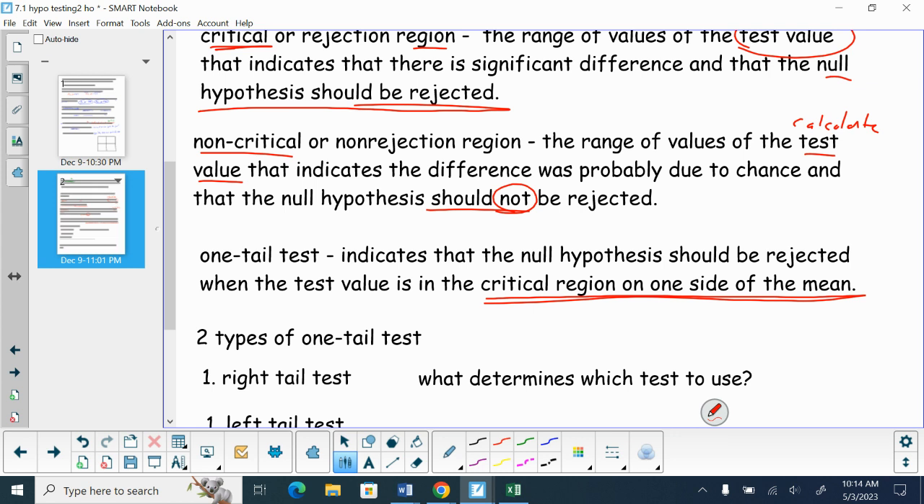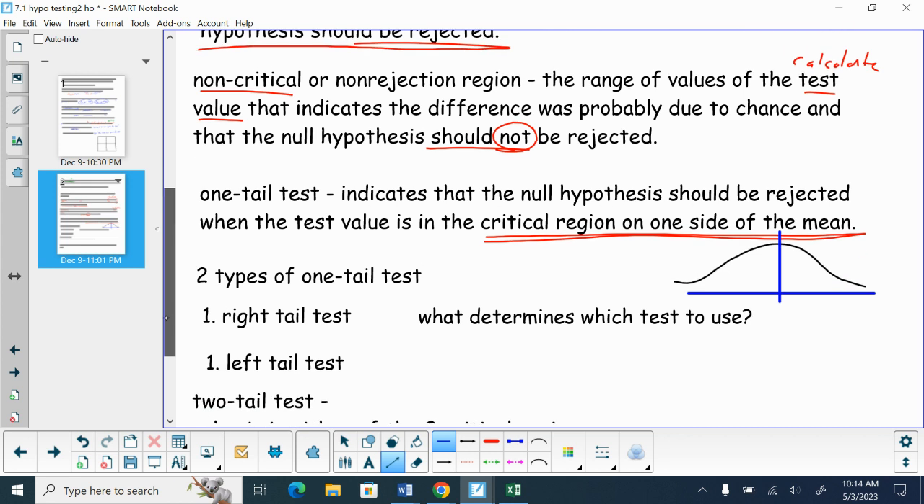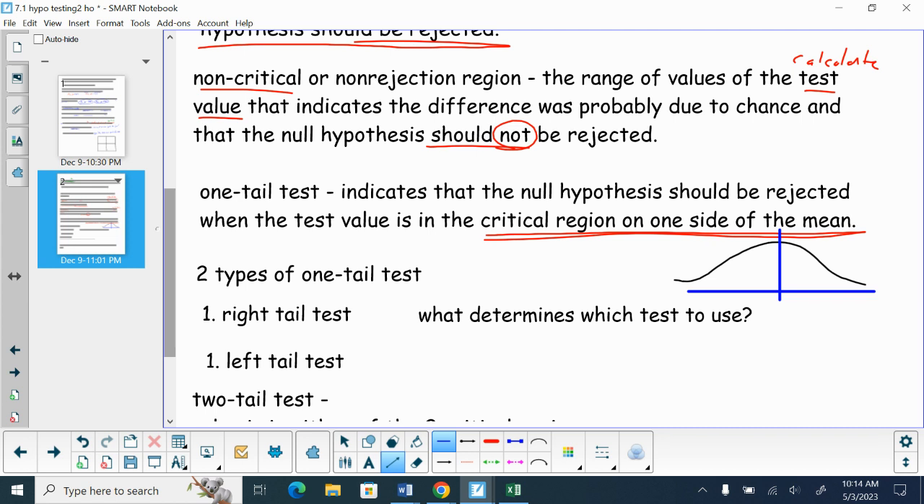Of these one-tailed tests, you have just one side of the mean. We're going to be looking still at this bell-shaped curve. We still have our middle value, which is our mean. With the one-tailed test, you're going to have a critical region on one side of the mean or the other. We have a right tail and we have a left tail. What indicates which one you use, left or right tail, is the alternate hypothesis.